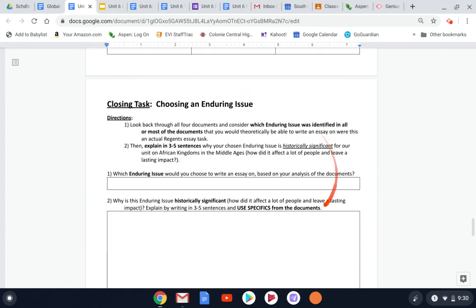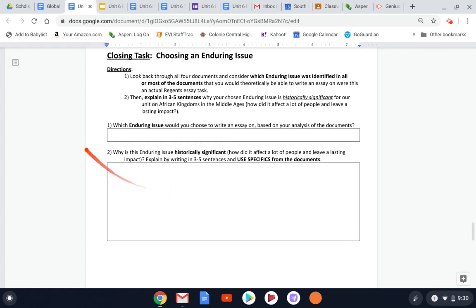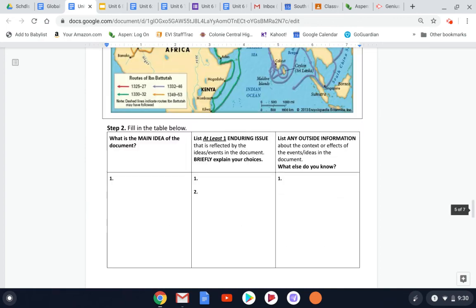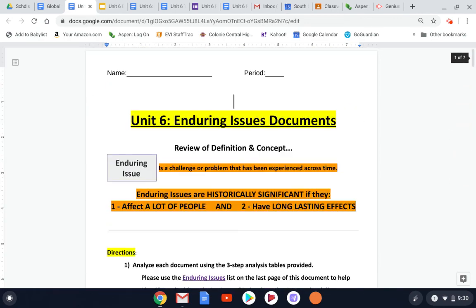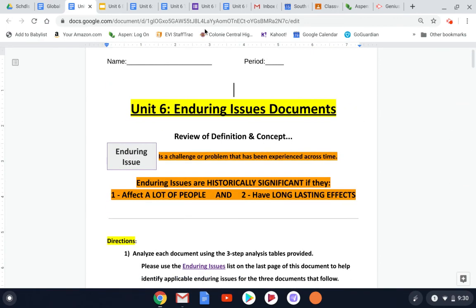Please do not forget about our closing task. Once you have gone through the 4 documents, you have just a simple choosing of which enduring issue you want to theoretically write about, and an explanation of why that enduring issue is historically significant. So that is your task for today. If you guys have any questions, please email me, but use that example as a template for how I want you to work through this.